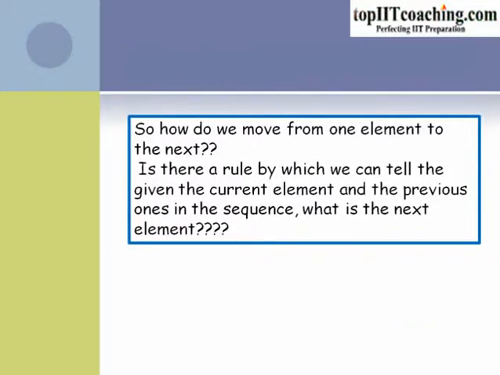Now, how do we move from one element to the next? Is there a rule by which, given the current element and the previous ones in the sequence, we can tell what the next element is? Now, if we have a rule or a pattern, then we can easily tell the next element or the previous element. But what is that rule? This is something we are going to study under the progressions.